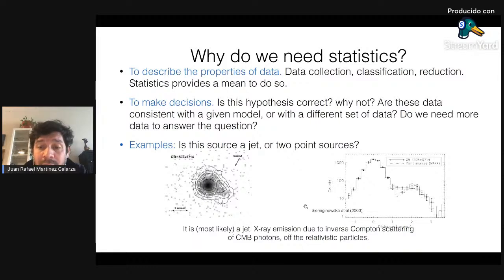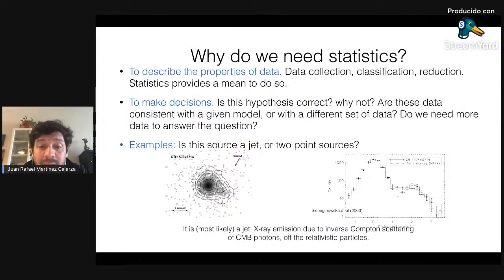You can do things like, for example, measuring the shape of that light profile. So this is basically if you make a cut through this object and you see how the luminosity changes with distance, you can then compare with models that assume there's a jet there versus a model that assumes there's basically just two sources. And by comparing those hypotheses with your data points, you end up finding out that the hypothesis that this is a jet is more likely than it being two separate X-ray sources.